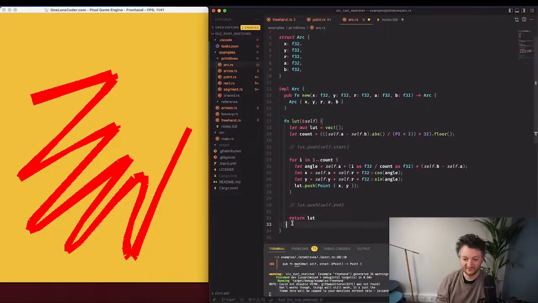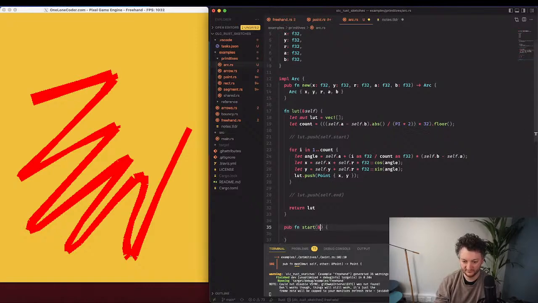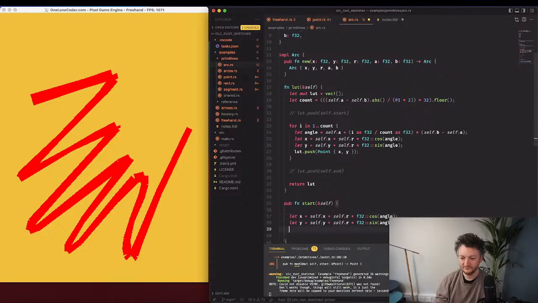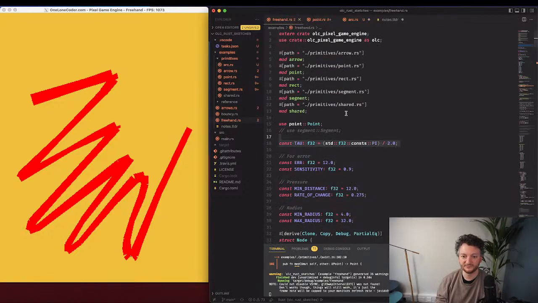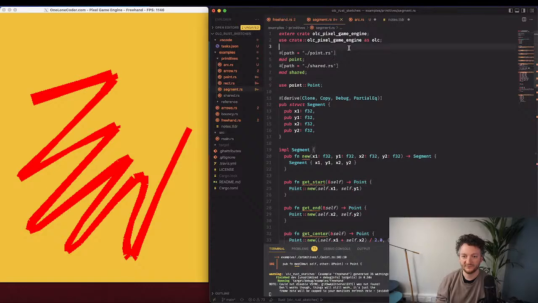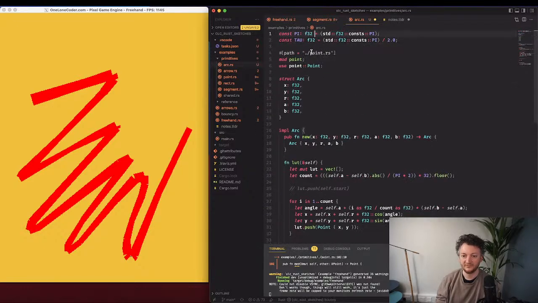But now I need to get a start and end method. And that is essentially this, and I want to be returning points. So I think I'll pull that in like this. Yeah. Cool.